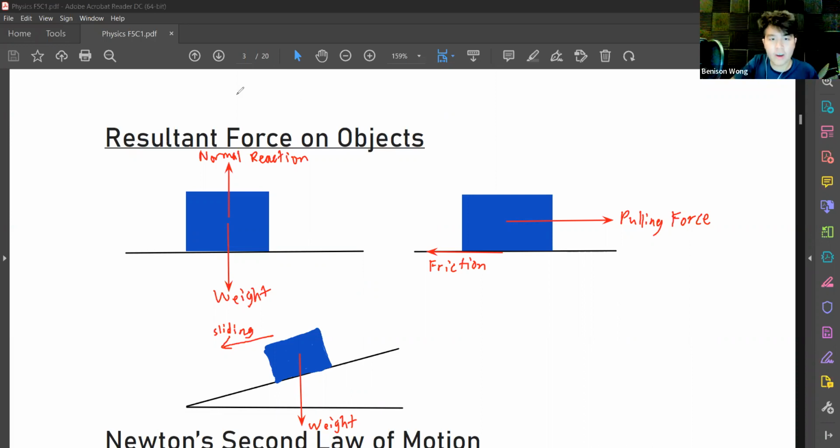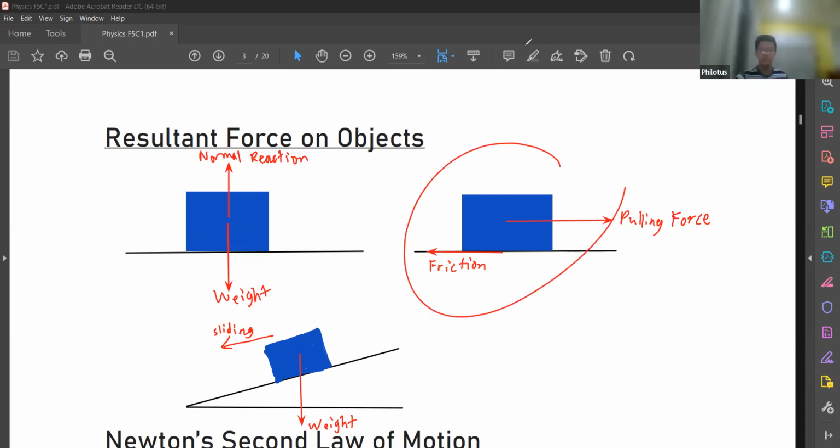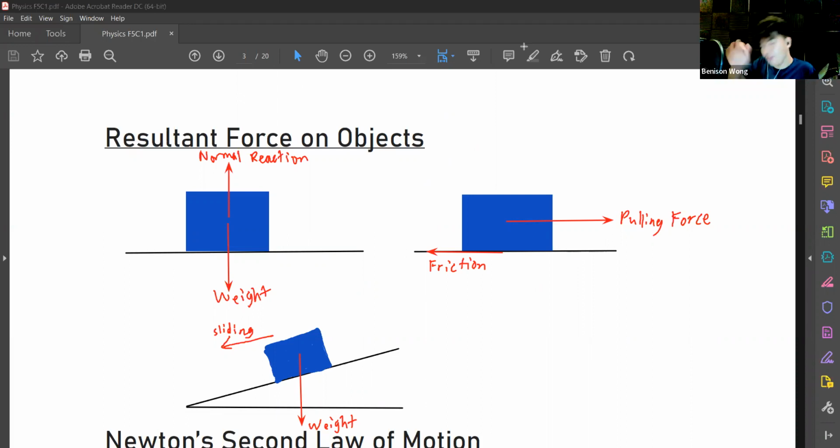Actually, for this diagram, I want you to label two more forces. You don't have to draw anything. After I finish drawing, you screenshot and write it in your notes. So over here you have weight. This one also has weight. Any object will have weight, and if the weight is acting on the surface, there must be a normal reaction.